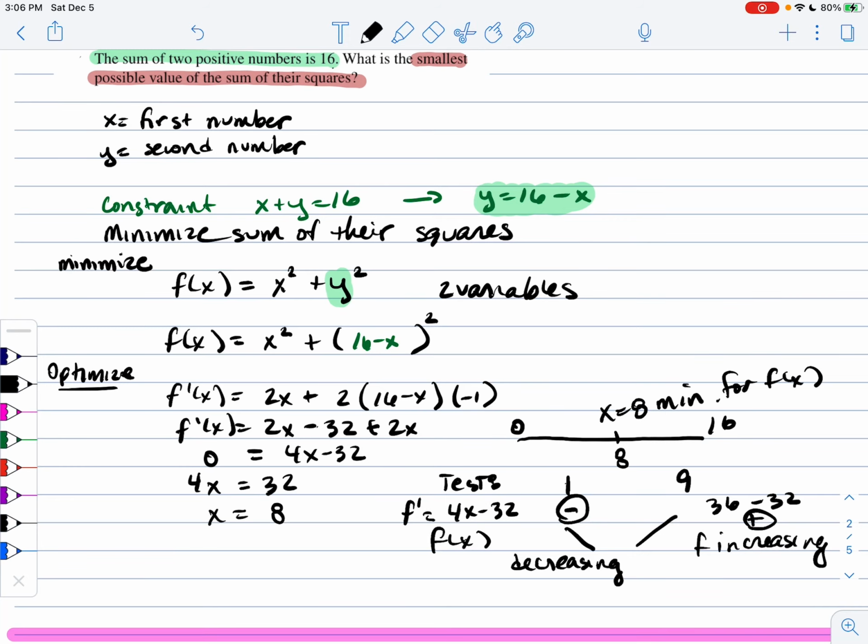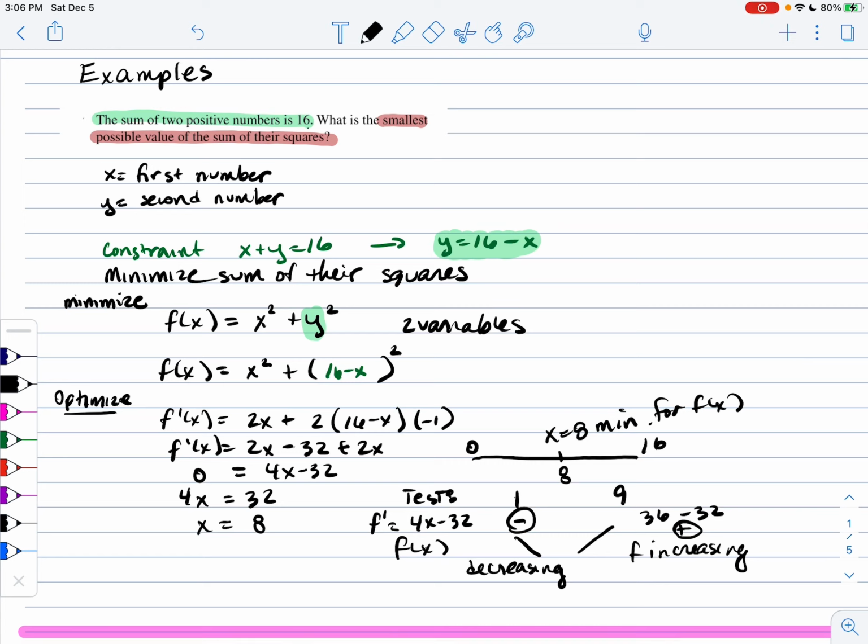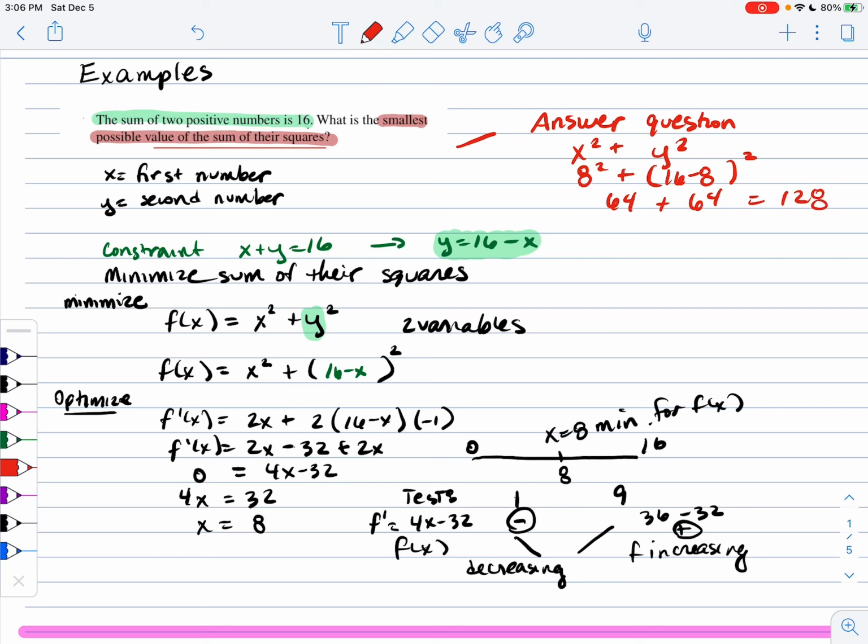Good. So I go back to the question, it says, what is the smallest possible value of the sum of their squares? So I'm going to answer my question. What is the value of the sum of their squares here? And so that's going to be my x squared plus my y squared. And since I have 8 squared and y is 16 minus 8, squared, this is going to give me 64 plus 64, 128 is going to be the answer to my question. Good. All right, let's do another one.